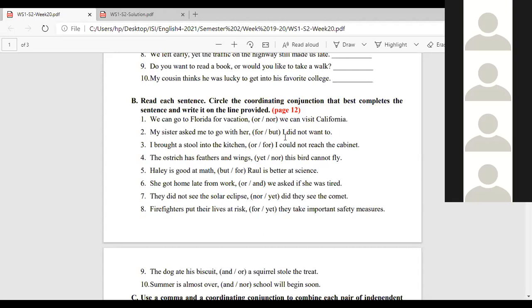We can go to Florida for vacation, we can visit California. Okay, so what must we use here? Or, nor? We can go to Florida for vacation, nor we can visit California, or we can go to Florida for vacation, or we can visit California. Which one? Or, excellent. Or is the correct one. Thank you, Karim.